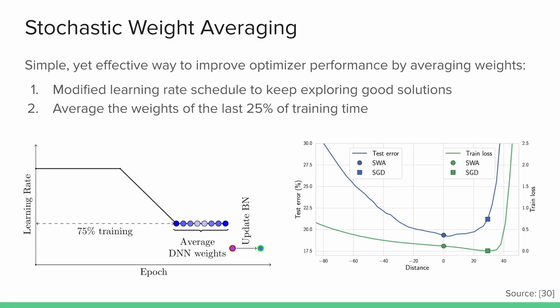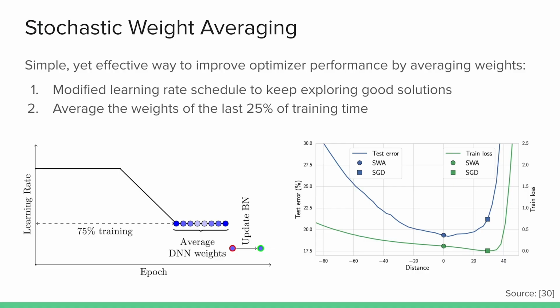But if you visualize the gradient surface, what we end up with typically is a large flat area. And the solutions that our optimizers find are, because of the volume of this region, typically at the edge of this flat surface. So how about we explore this flat surface a little bit and try to find the center of it? What stochastic weight averaging does is, it basically says, let's modify the learning rate and keep exploring good solutions.